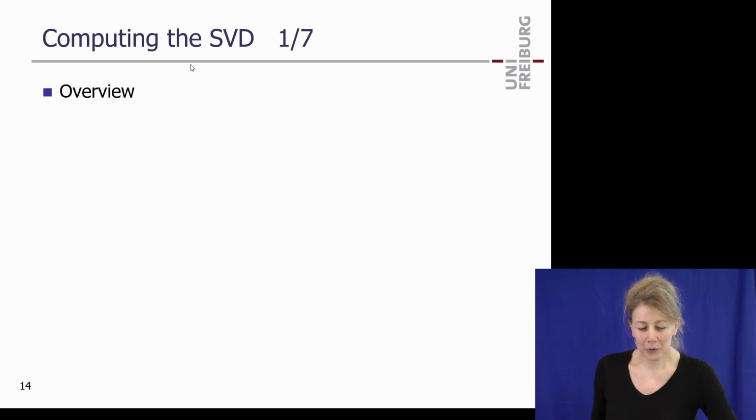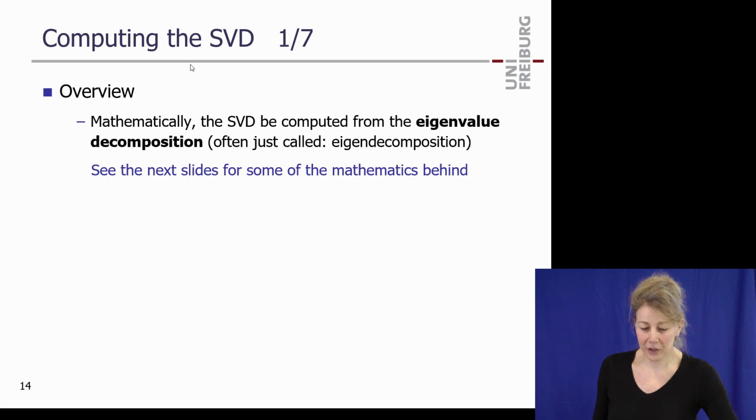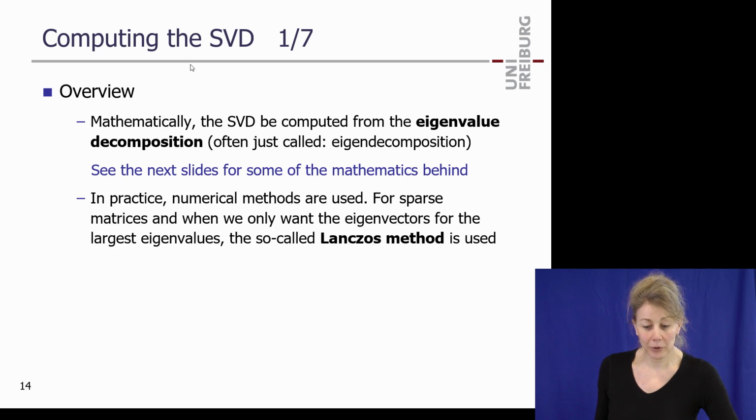So computing the SVD. Mathematically, you can compute it from the eigenvalue decomposition, or just eigendecomposition, and I will show you how. Eigenvalues and eigenvectors are more familiar than singular vectors; you probably haven't heard of those unless you study mathematics. In practice, what we just saw in the code, you use numerical methods, which means iterative methods that stop after a time and have to compute some approximation. Just very quickly, this is not a numerics lecture.